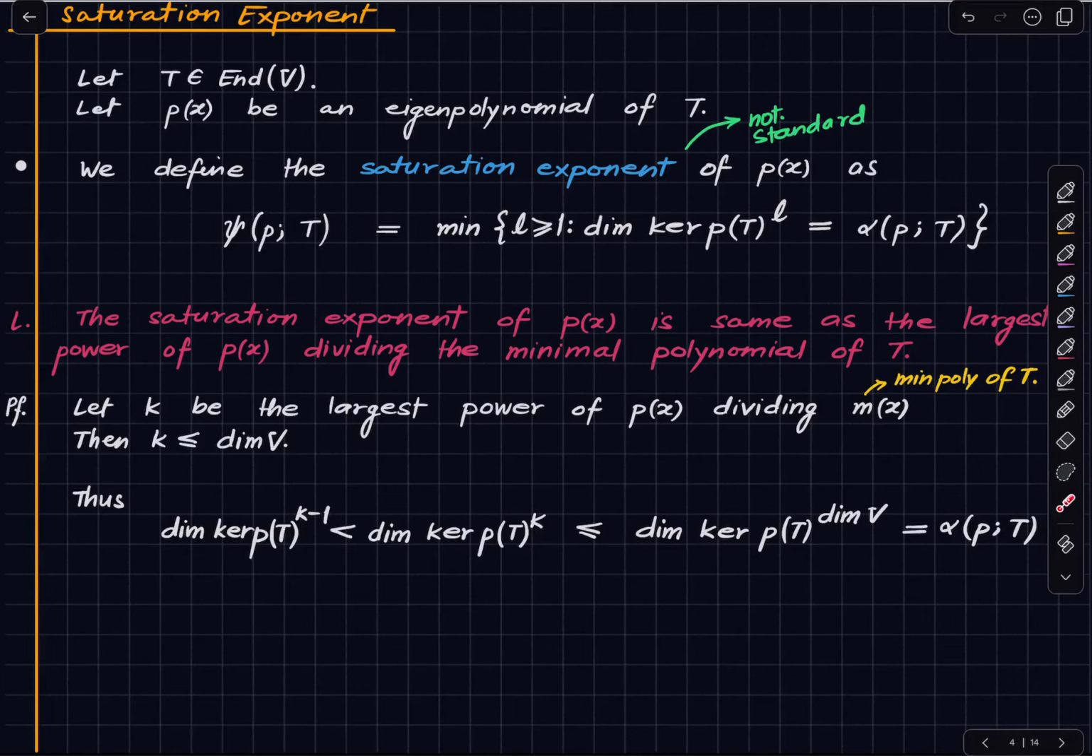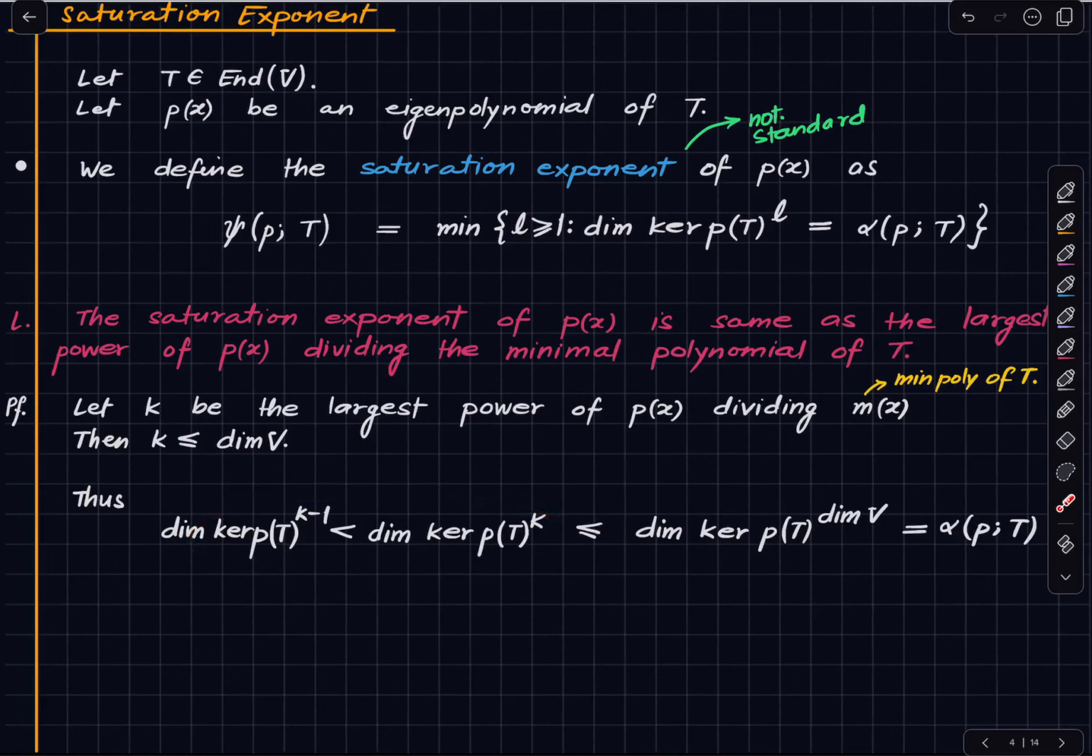So why can we do this? K is by definition the largest power of px dividing the minimal polynomial. If this were an equality, then, just using the primary decomposition theorem, you can deduce that the minimal polynomial would have a smaller degree, and that would be a contradiction. So please make sure you get this point.